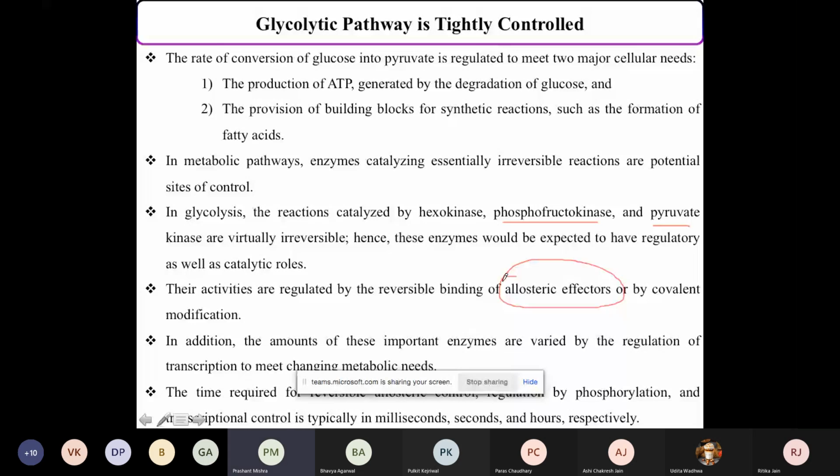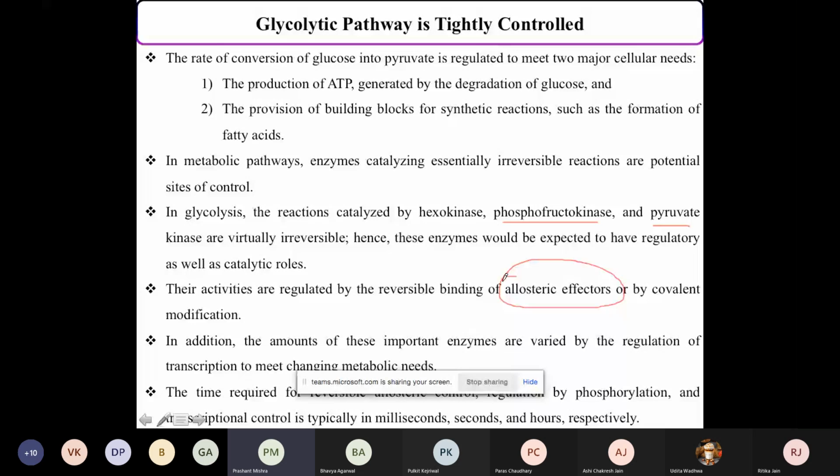Can you recall what allosteric enzymes are? Any one of you? Allosteric enzymes are those enzymes where, other than the active site, you have an allosteric site. And what do these allosteric sites do? These allosteric sites control the activity of the enzyme.